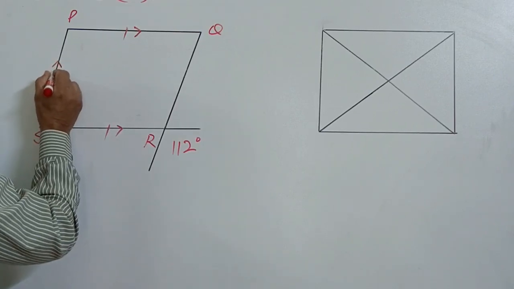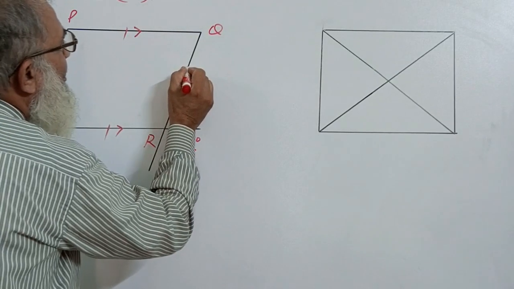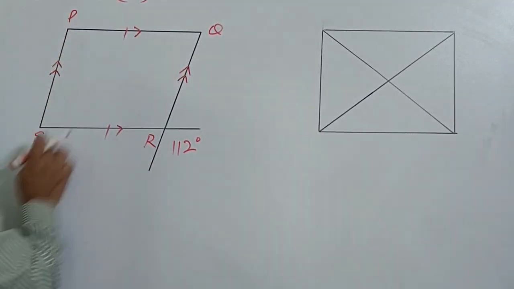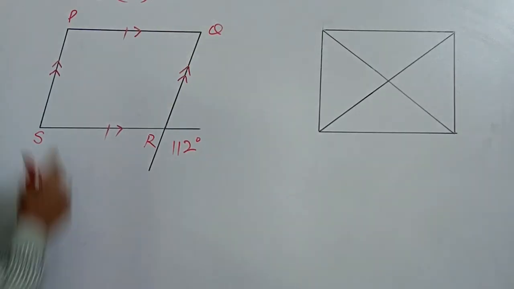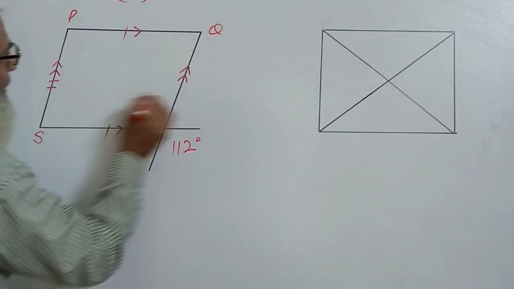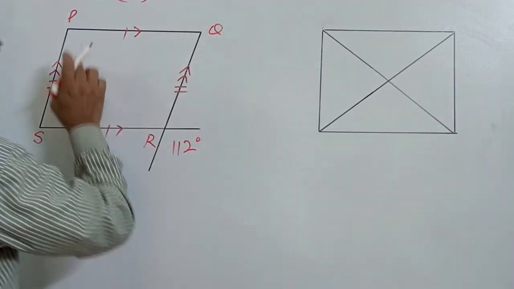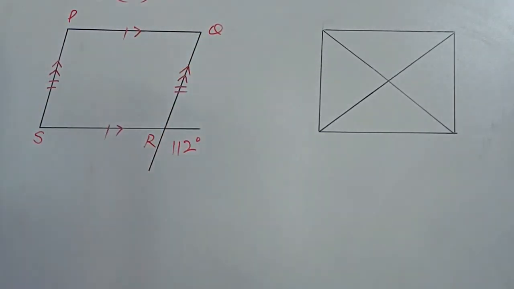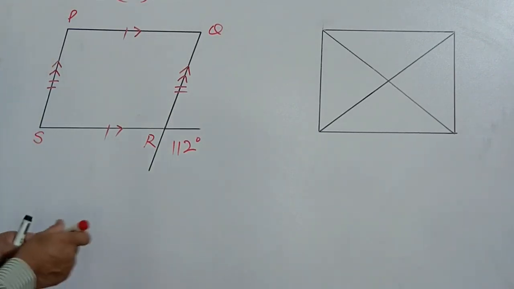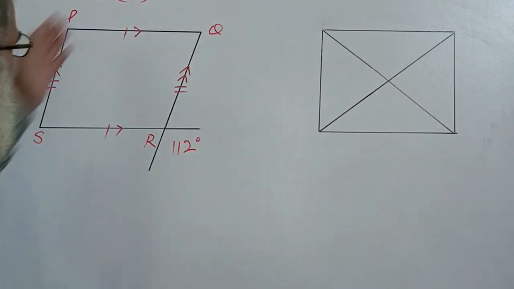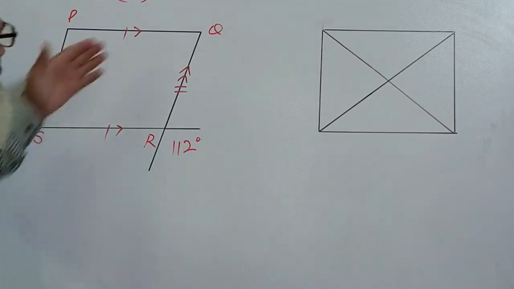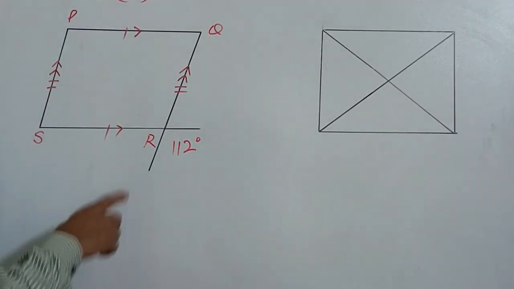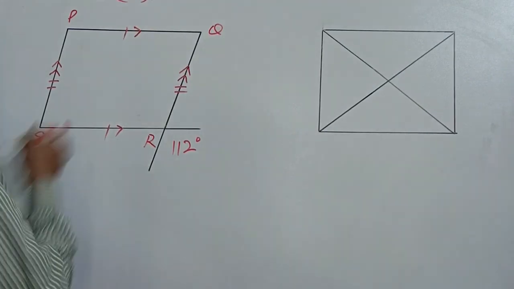Now I'll make two arrowheads. That means that PS is also parallel to QR, and two short lines means that PS is also equal in length with QR. Now, this was the small description of this question, part A. Now, the angle that is asked is this one.